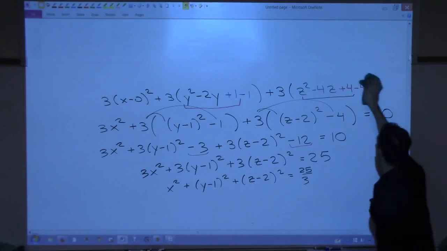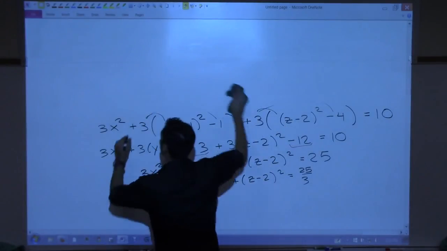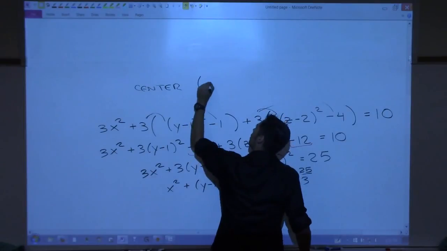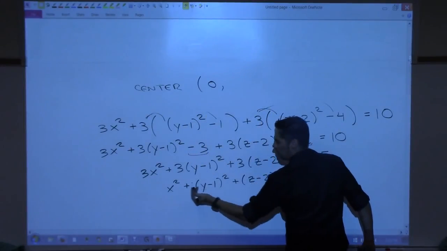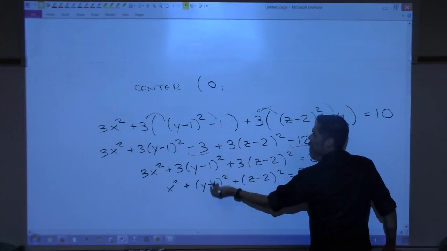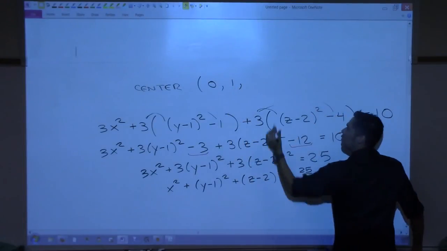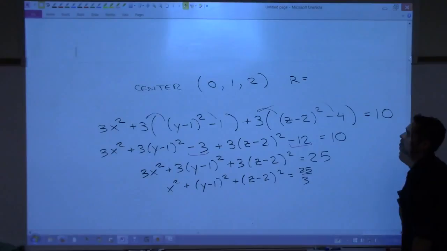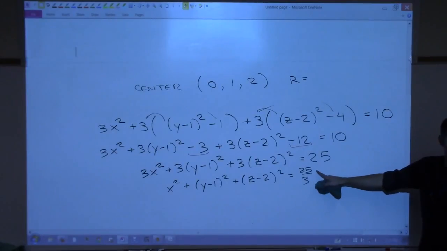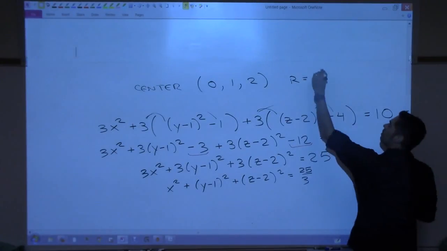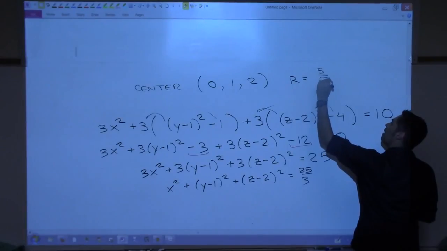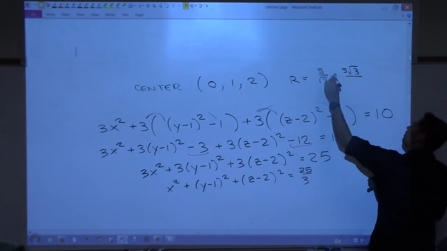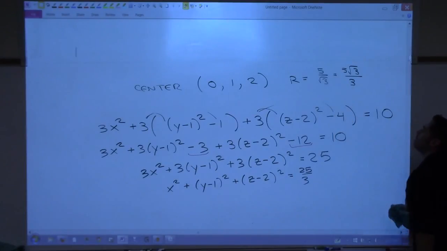So what is the center of this sphere? What is it? 0. It comes from there's nothing next to that. Then 1, and then 2. What's the radius of this sphere? It's the square root of that, right? Which is 5 over root 3, which you could leave as 5 over root 3, or you could rationalize it, doesn't matter.